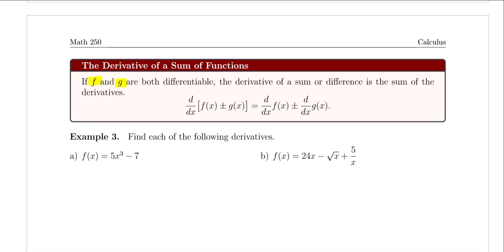if we have functions f and g that are both differentiable, then the derivative for a sum or a difference is the sum of the derivatives. That is to say that if we're taking the derivative with respect to x of f of x plus or minus g of x, then we just need to take the derivative for f and add or subtract the derivative for g. That is it. All right, so let's go ahead and practice with the following examples.